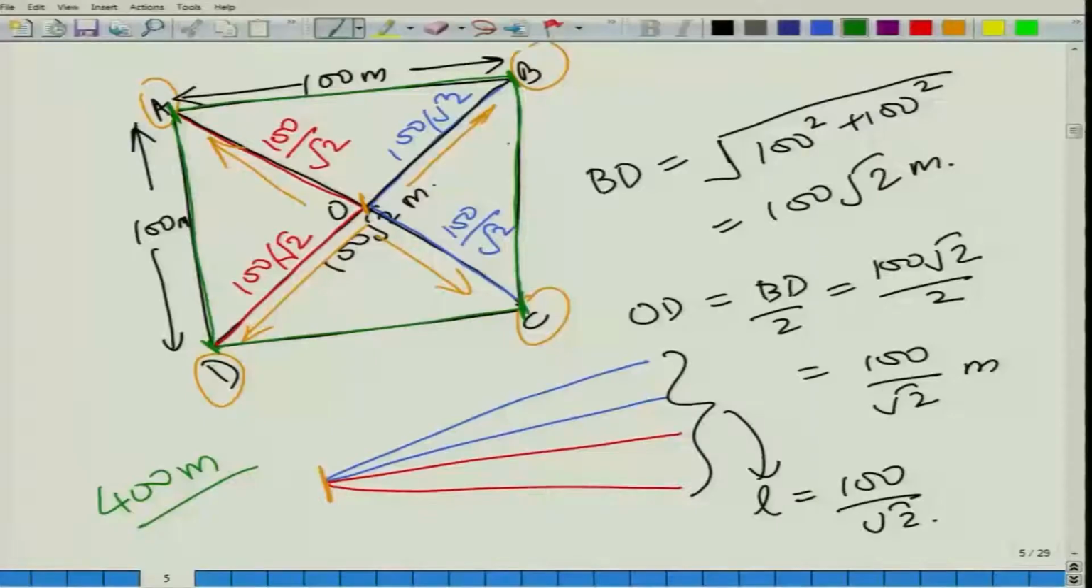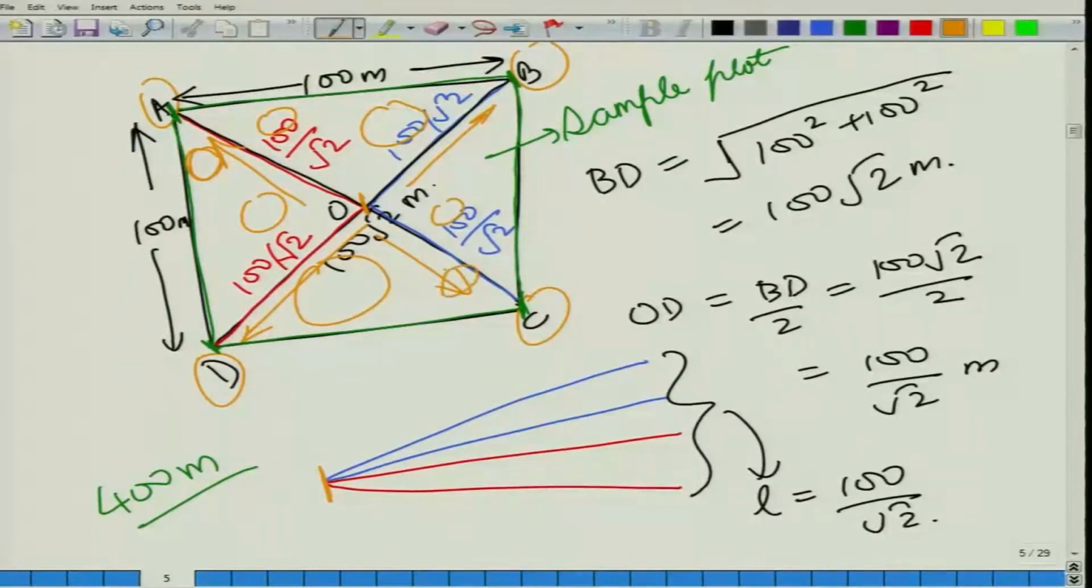So, now once you have made your sample plot, what they need to do is to calculate all the number of trees that are inside. So, just by counting those trees and dividing them by your 1 hectare, you will get the stand density.